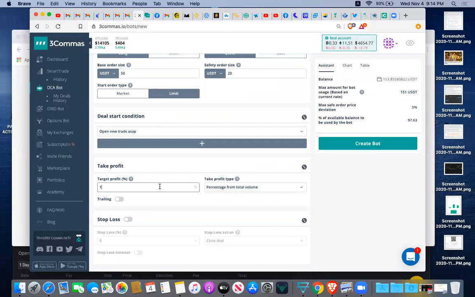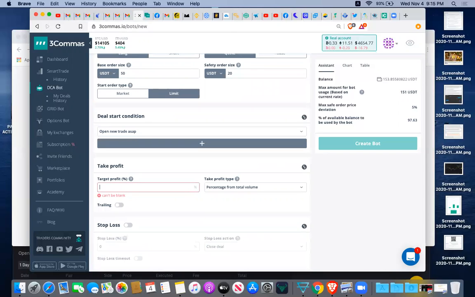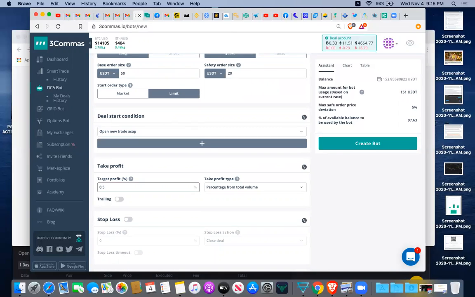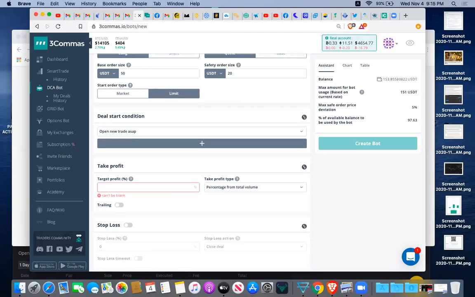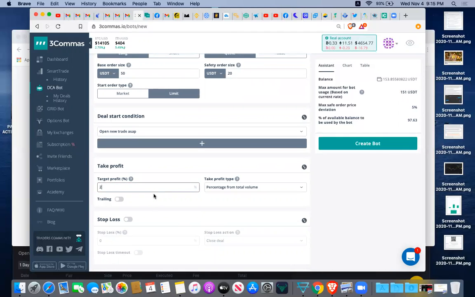I will always advise the maximum take profit you should put should be like 2% maximum, if not usually 1% or even 0.5%. It all depends on the quantity of your coin, or how volatile the market may be. Possibly leave it at 1%, or you can say 2%. Now, take profit type. Now, if you click here, it's going to tell you which percentage from which base order.